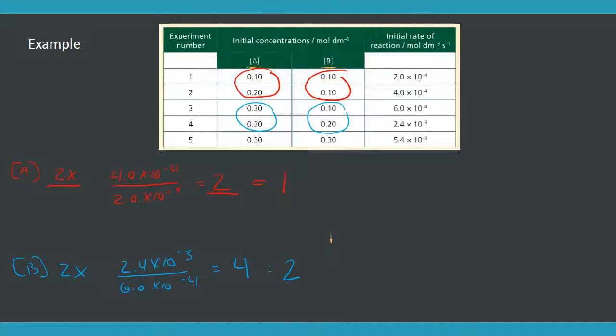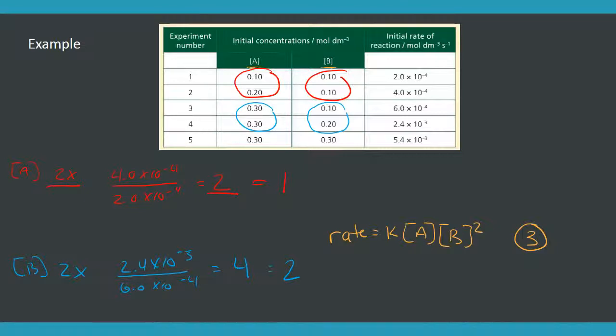Now, write your rate law. So rate equals K times the concentration of A, it's first order, so I don't have to write anything, times the concentration of B squared. The overall order is a third order reaction.